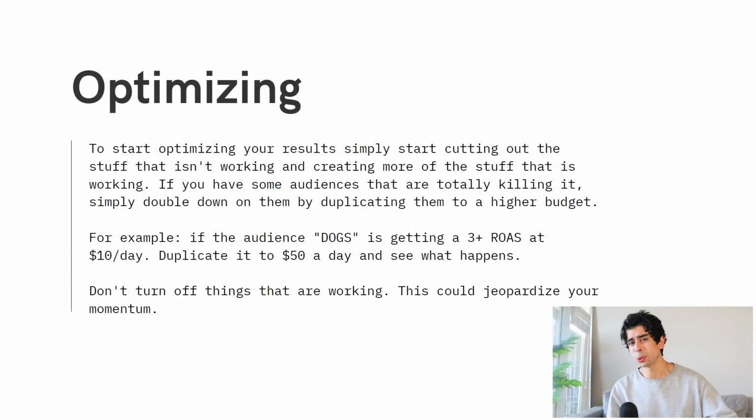And of course, once you do duplicate some audiences to higher budget, don't turn off the initial audience unless it's unprofitable. If you turn things off that are working, it could jeopardize your momentum, and there's no reason to do that, right? If something is working and making you money, don't turn it off.